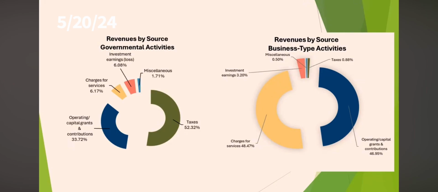So this graphic shows some of the differences. Looking at governmental activities, the bulk of governmental activities are funded by taxes of one type or another. That includes property taxes, sales taxes, revenues from the state that are derived from sales taxes. And when you contrast that to the enterprise funds on the right, the main source of funding for the enterprise funds is charges for services and then operating and capital grants.